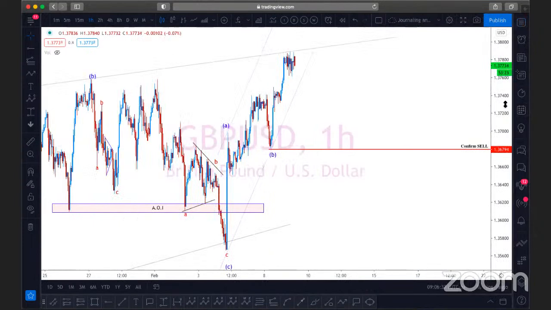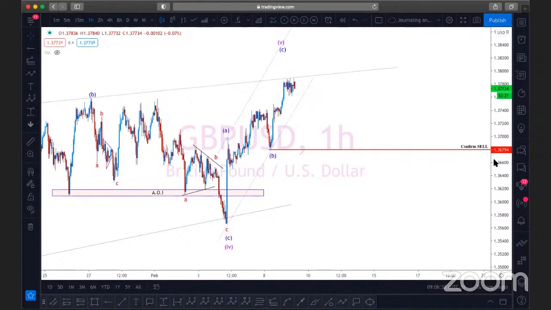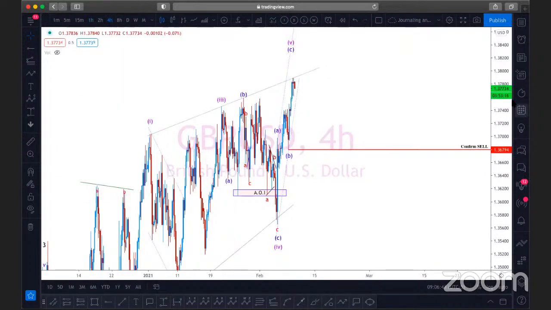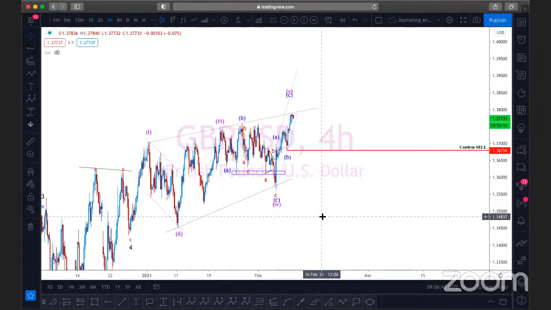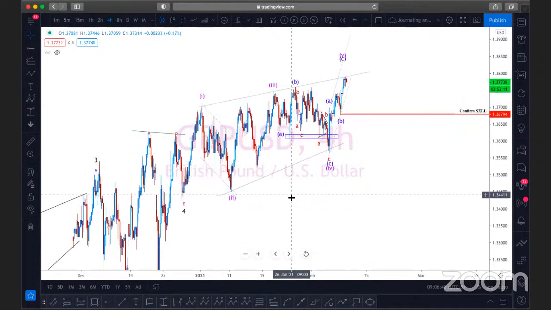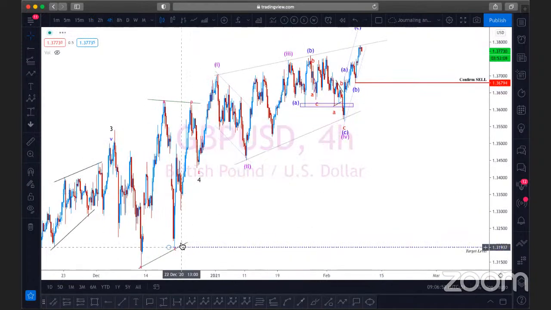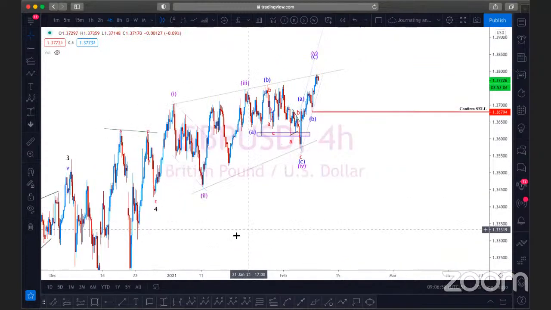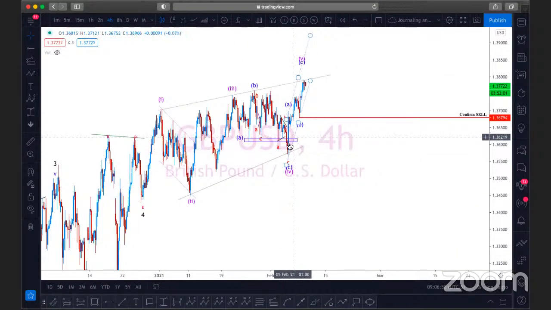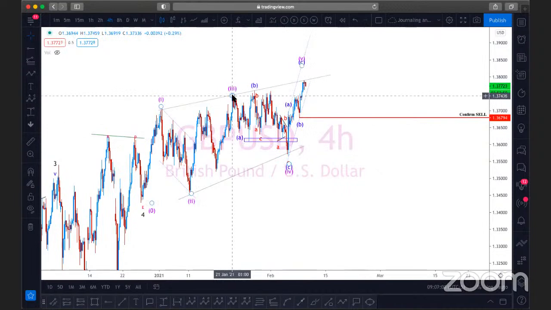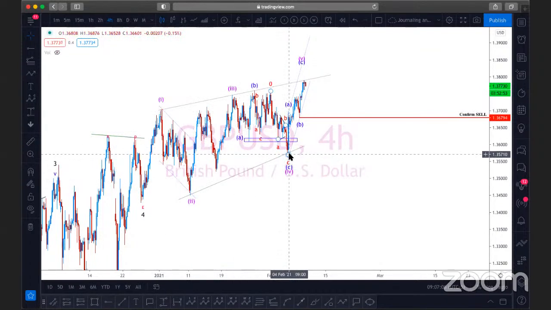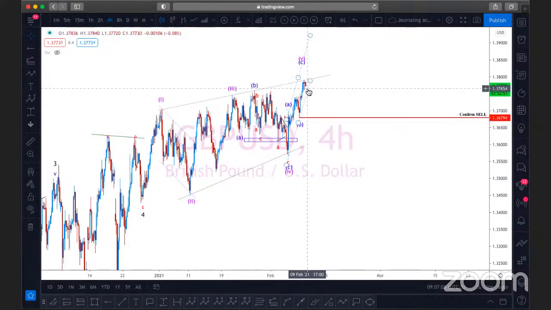Pound USD, a similar situation unfolding here, but if we take this to the 4-hour time frame, I would just like to share something with you guys as well. How this market has been unfolding is we had an ending diagonal taking place on the 4-hour time frame, right? And all we're simply looking at now is we would have completed 1, 2, 3, 4, and we're looking now for 5 waves in.